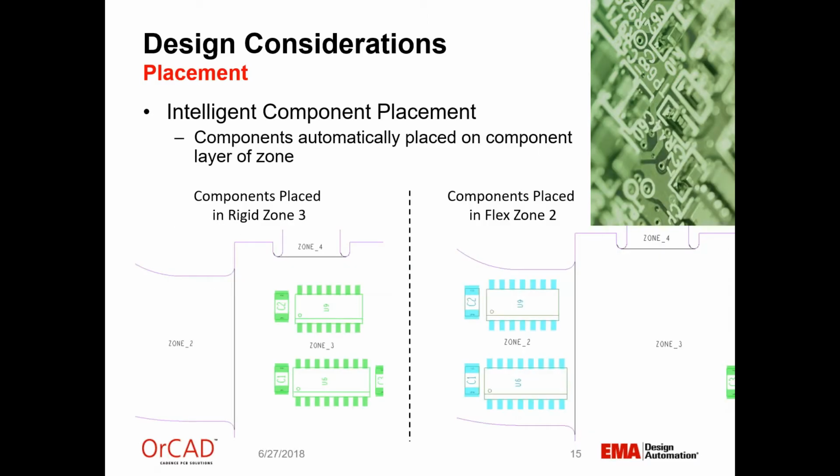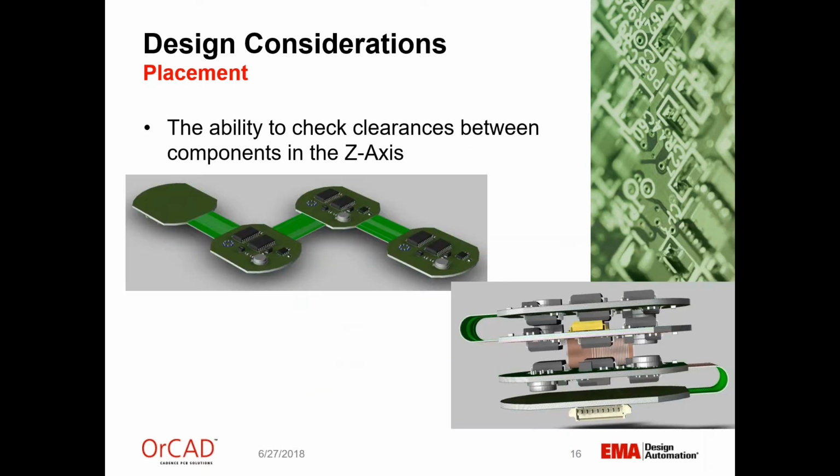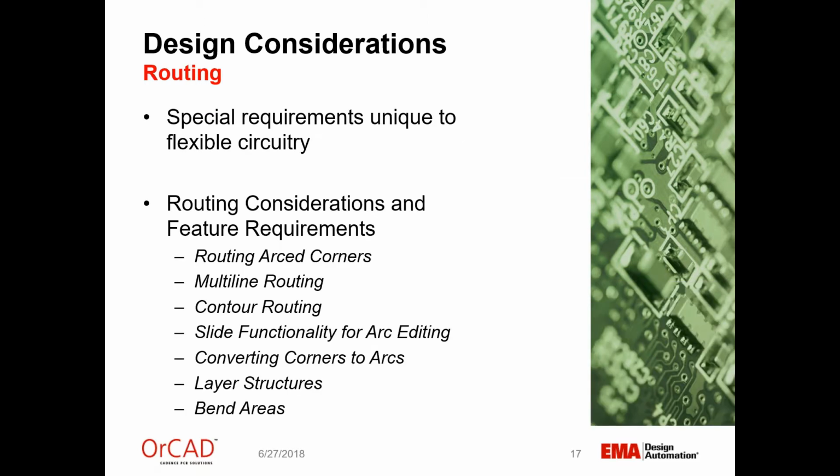Now let's talk about component placement requirements on the various rigid and flex areas or zones of the board. Intelligent component placement is the ability to place a component in either a rigid or a flex area and have it automatically placed on the topmost component layer in that zone. 3D collision detection is the ability to check the clearance between components on a flex or rigid flex circuit when it's in its bent or folded state. This type of checking is essential for these types of designs.